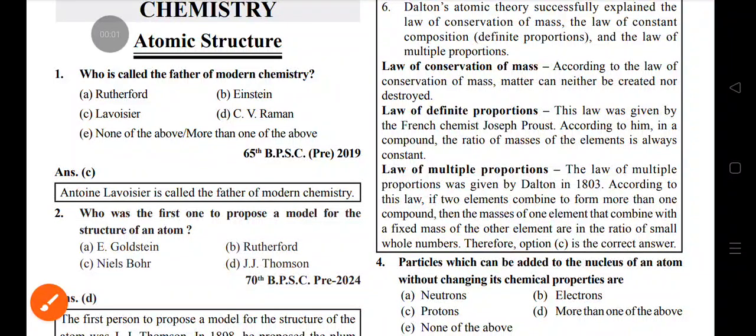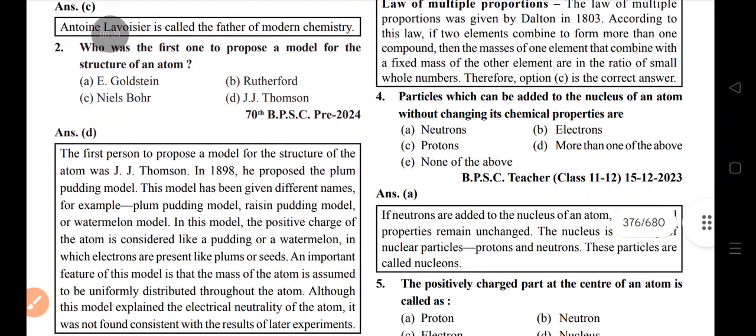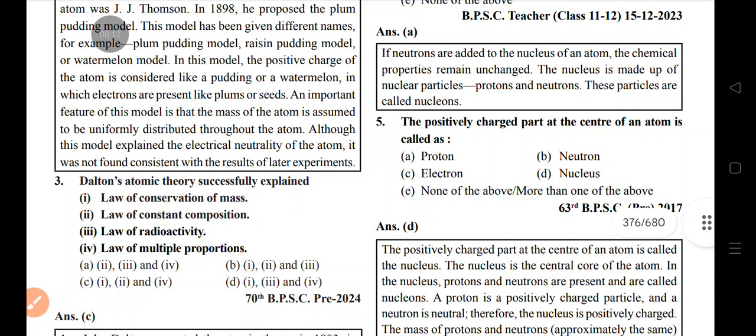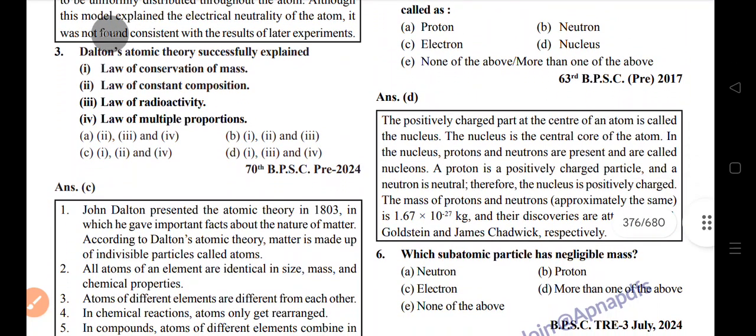Atomic structure. Father of modern chemistry: Lavoisier. Who was the first one to propose a model for the structure of an atom? J.J. Thomson. Dalton's atomic theory successfully explained the law of conservation of mass, law of constant composition, and law of multiple proportions.